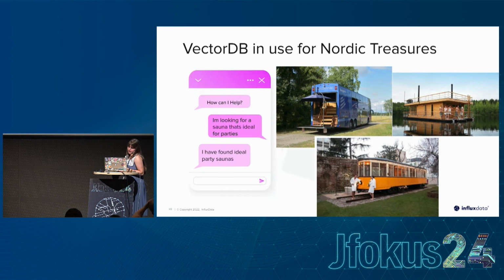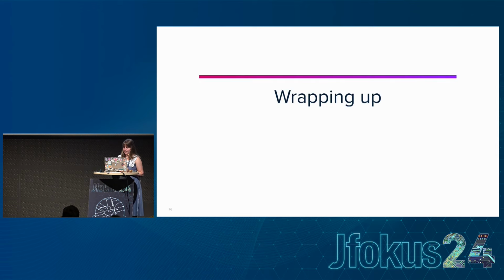So for example, this in the future could be for Nordic Treasures. I'm looking for the ideal sauna for parties. And it found us some wonderful saunas that I found on the internet that I thought were really fun. And I quite enjoyed them. I really want the tram one personally. It's my preference. So we're going to go ahead and wrap up.